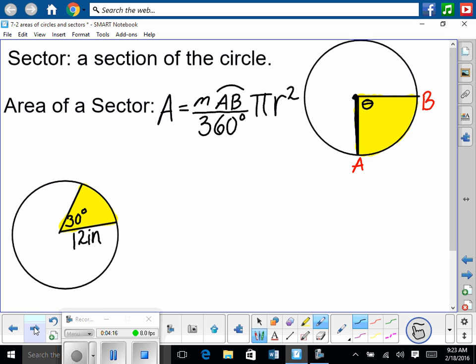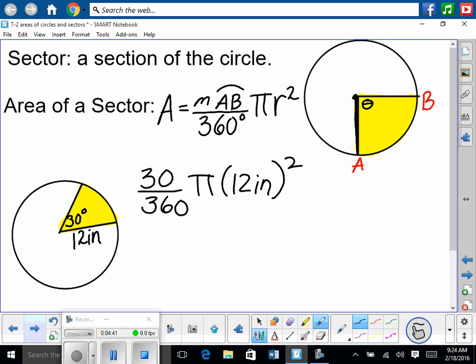So here's our first example. It says find the area of the shaded region. I've highlighted it, so we're finding the area of just this piece of the circle. It's called a sector. We don't want the full circle, so we're going to take 30 out of 360, that piece out of the full circle, times pi times the radius squared. So pi times 12 inches squared.